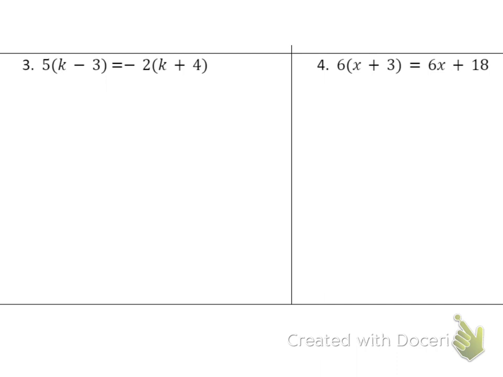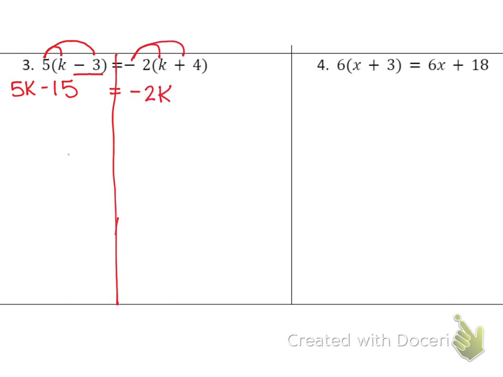Okay, let's look at number 3. Number 3 asks us to start off with some distributing. So again, I'm going to draw a line all the way down, and then I'm going to distribute. That means I'm going to multiply the number outside by the terms inside. So I get 5k minus 15, because I remembered to multiply times the entire term, equals negative 2 times k, and negative 2 times 4. So negative 2k minus 8. Don't forget to distribute by that entire value, which is negative 2.